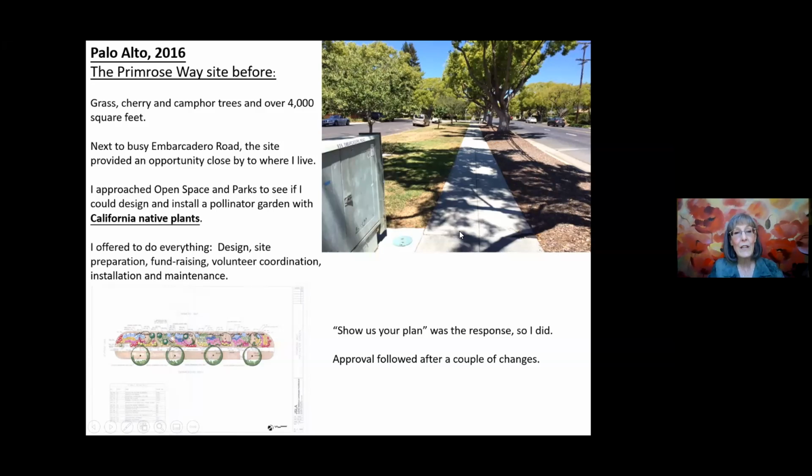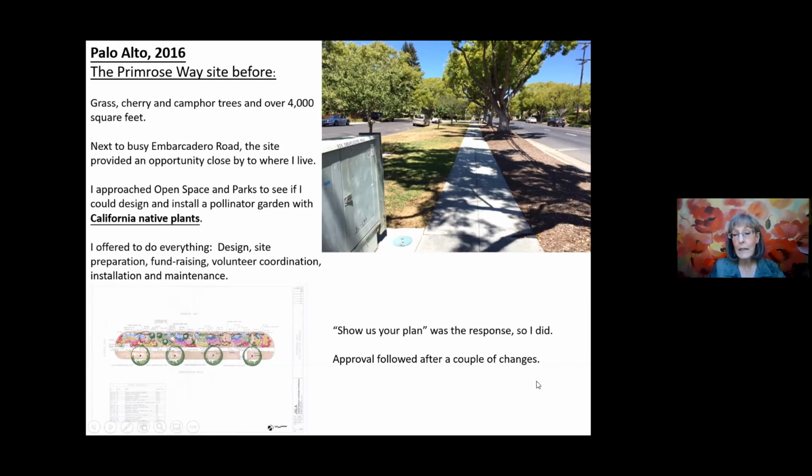And so I approached the Parks and Open Space people to see if I could design and install a pollinator garden. I offered to do everything, and this is the key: design, site preparation, fundraising, volunteer coordination, installation, and maintenance, very important. They were on board. They said, show us your plan, and I did. And this is a picture of the plan that I did below.